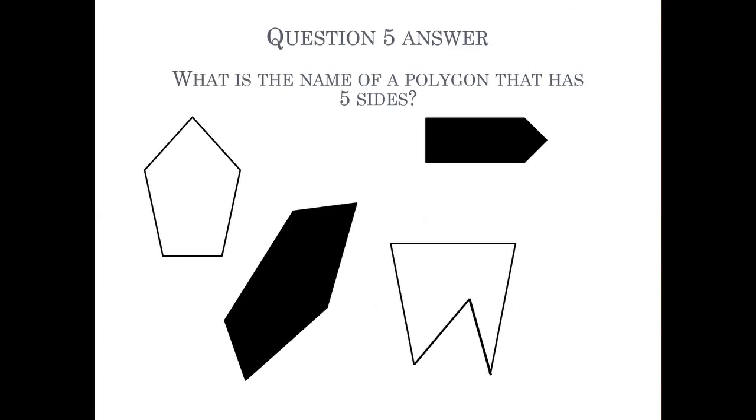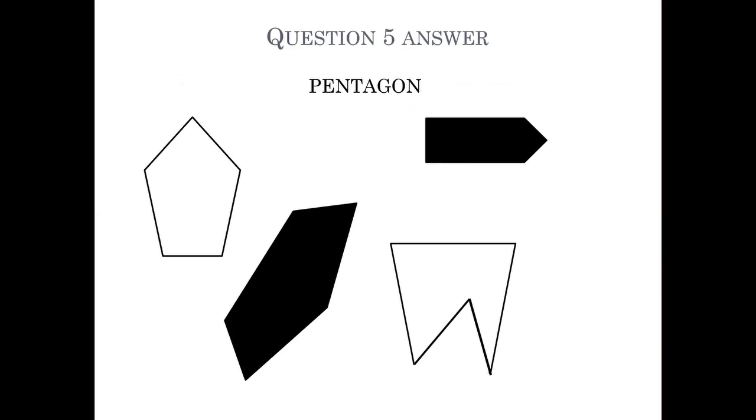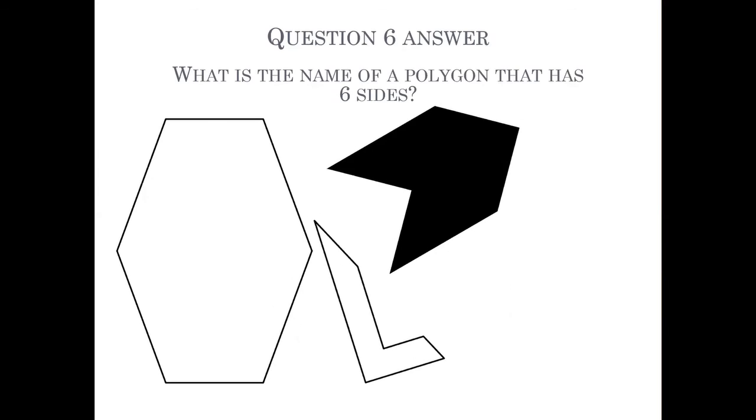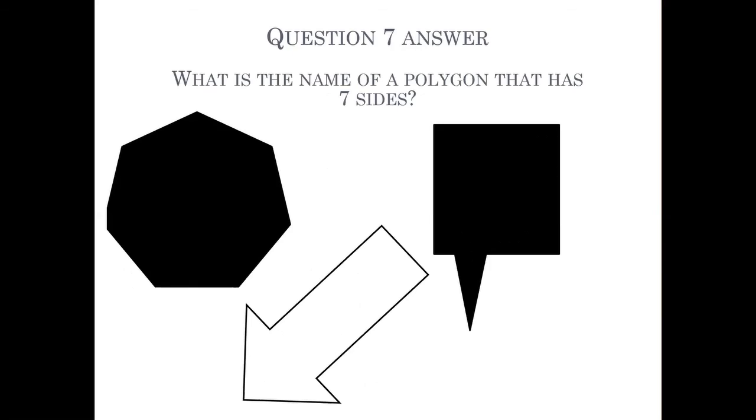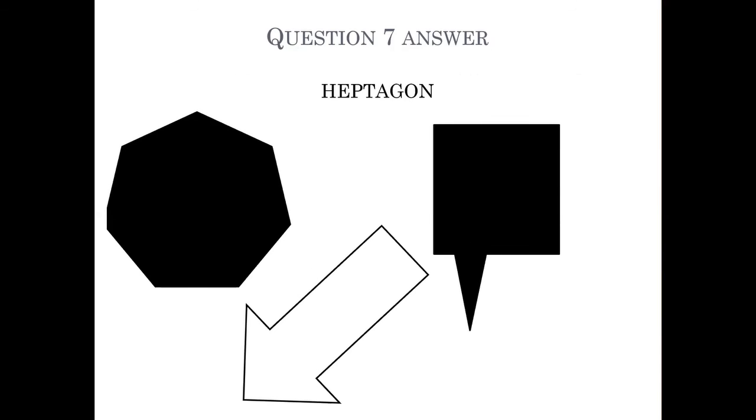Number five, what's the name of a polygon that has five sides? Well, this is a pentagon. Number six, what's the name of a polygon that has six sides? This is called a hexagon. Number seven, what's the name of a polygon that has seven sides? This is a heptagon, sometimes known as a septagon.